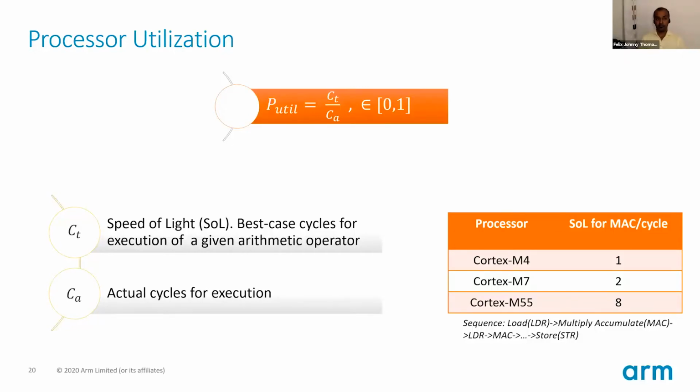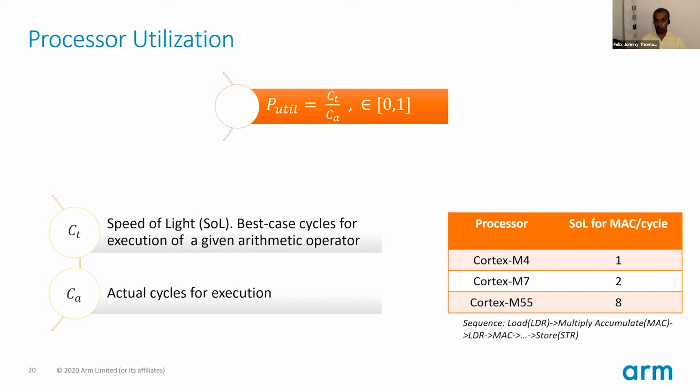So in our teams here, we use a term called speed of light, which is defined as the best case cycles for execution of a given arithmetic operator. The best case here refers to the fact that the operators are placed in a fast memory, like tightly coupled memory or TCM. For a multiply accumulate, which is very common in networks, the ideal sequence that we would like is load followed by multiply accumulate, followed by load, followed by MAC, and so on and so on, until you finally store the result of your MAC operation.